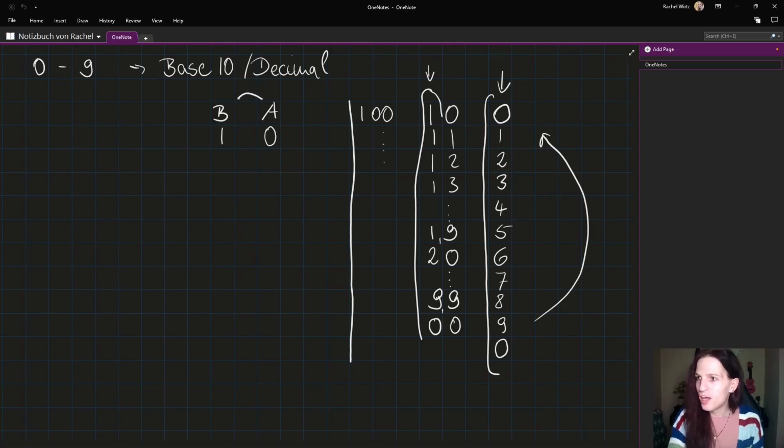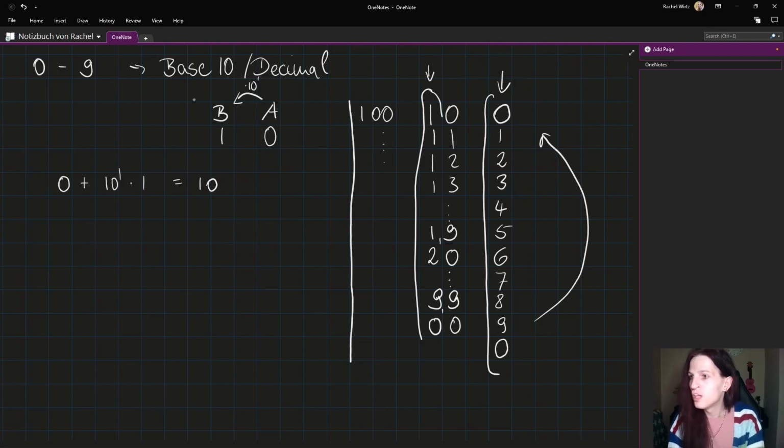And what we actually do when we write down numbers in this way, byte A and byte B, whenever we add a byte, we add 10 to the power of 1, right? So we have 0, in this example, 0 plus 10 to the power of 1 times 1 is 10, right?